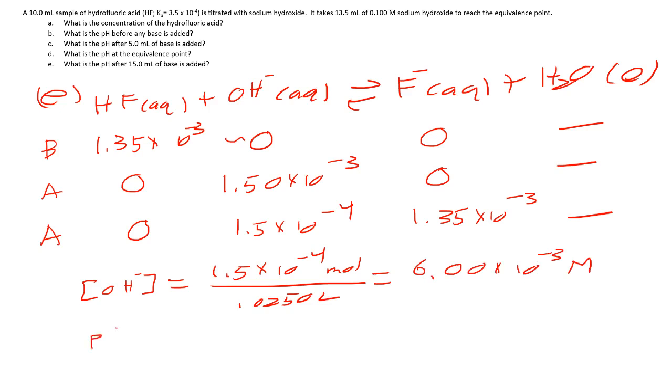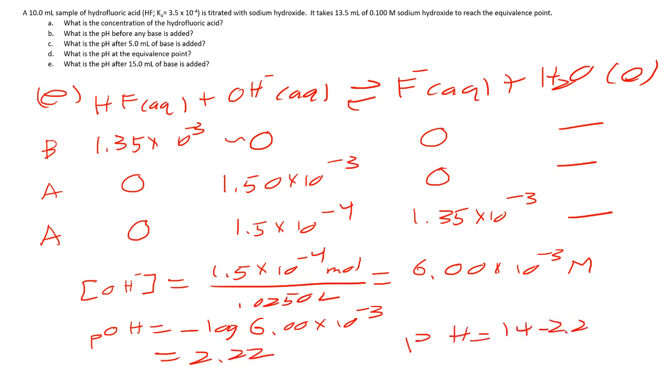We can then find the pOH is equal to the negative log of 6.00 times 10 to the minus 3 molar. We'll get the pOH is 2.22, and then the pH is equal to 14 minus 2.22, which will give us a pH of 11.78.